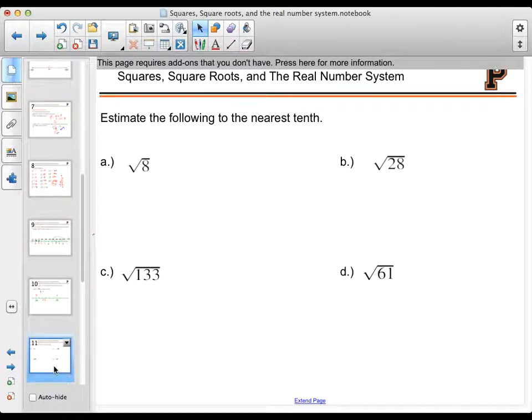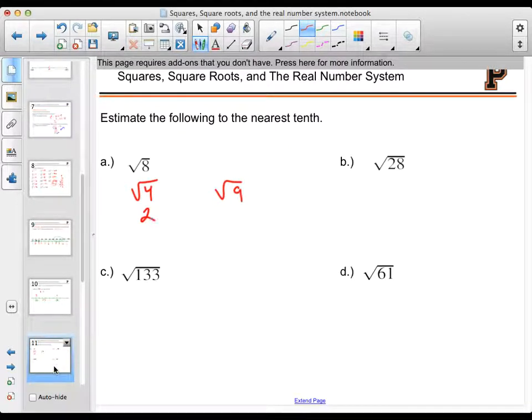Let's estimate some others. Square root of 8, square root of 28, square root of 133. You guys can try these on your own. 8 is somewhere in between the perfect squares, square root of 4 and the square root of 9, which would be 2 and 3. So we know that the square root of 8 is somewhere in between these two numbers. My guess would be pretty close to 3. So I'm going to estimate it at 2.8. Again, we can check it on a calculator if you want, but we really just want to have a baseline understanding.